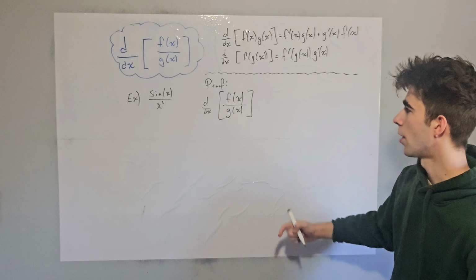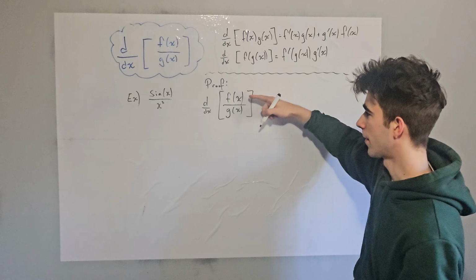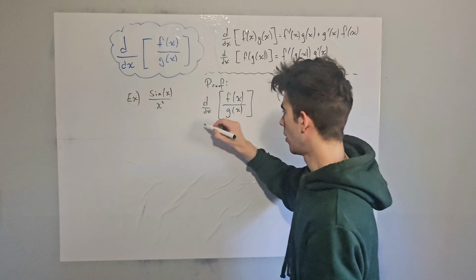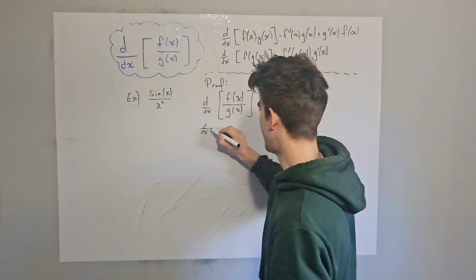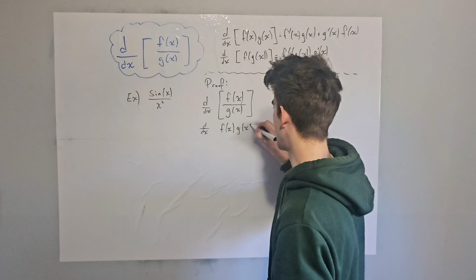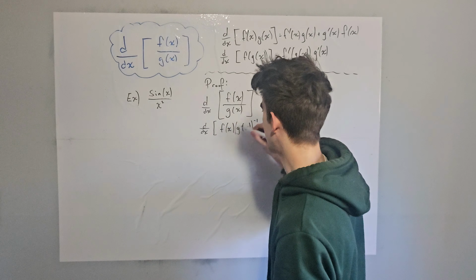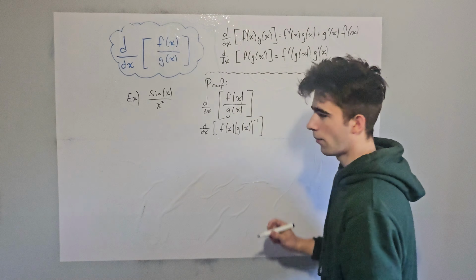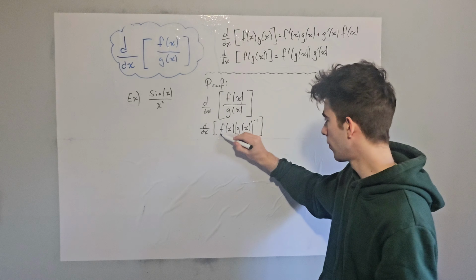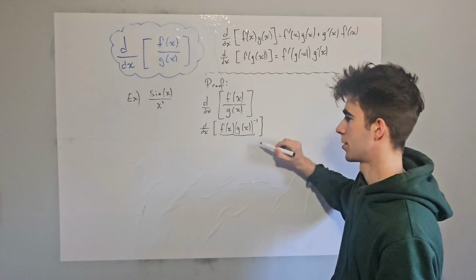Alright, we're going to start off with what we're trying to differentiate. And instead of writing it just like this, f of x over g of x, we're going to actually take the derivative of f of x times g of x to the negative 1. Those are really the same thing. But here, hopefully it's more obvious that we can actually just use the product rule. That's one function times another function.